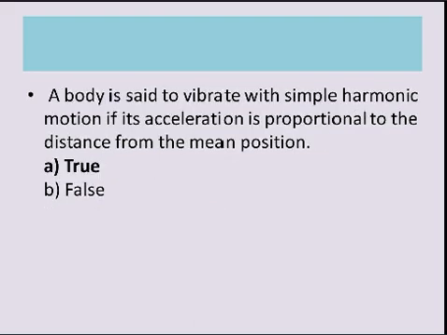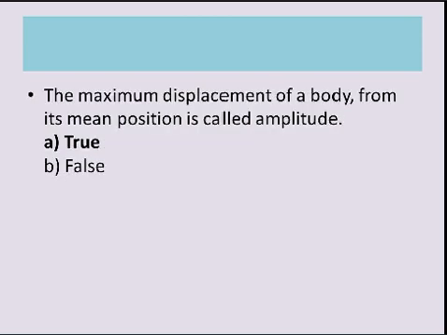A body is said to vibrate with simple harmonic motion if its acceleration is proportional to the distance from the mean position. Whether the statement is true or false. The answer is true. A body is said to move with simple harmonic motion if it satisfies two conditions, as I already told you: its acceleration is always directed towards the center, that is the mean position, and its acceleration is proportional to the distance from the point. The maximum displacement of a body from its mean position is called amplitude. Whether it is true or false. Yes, that is correct. It's true.